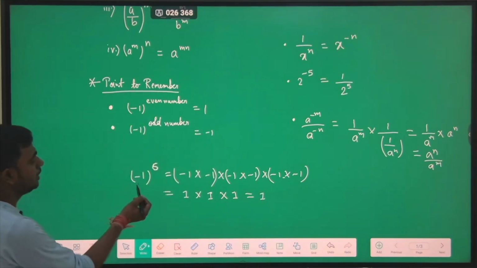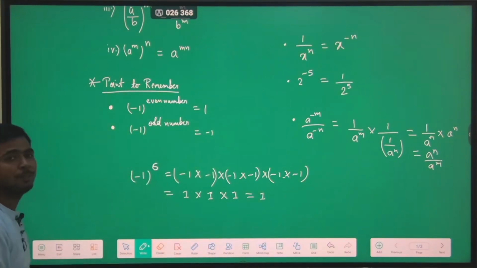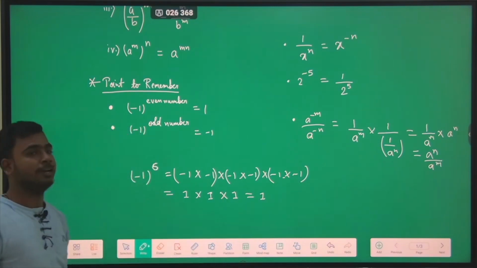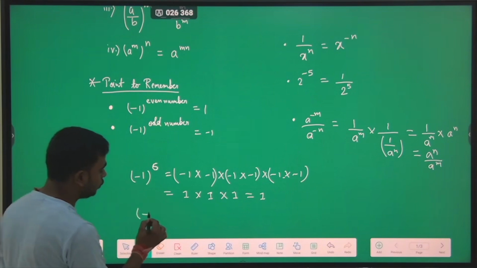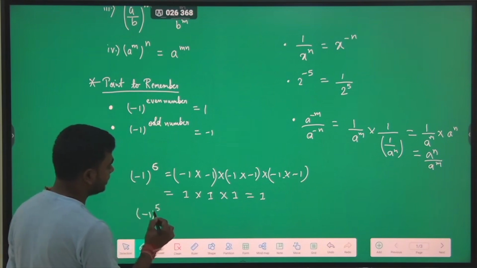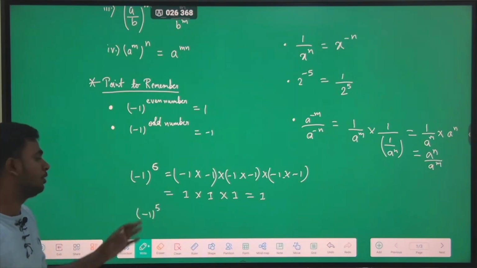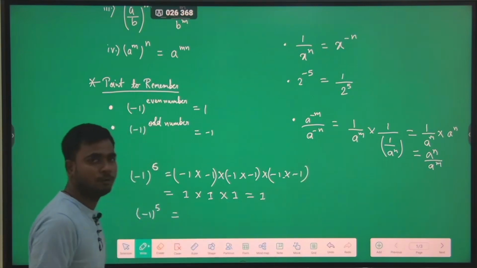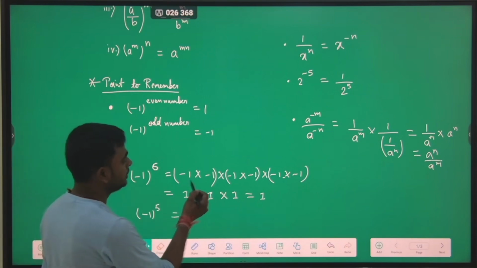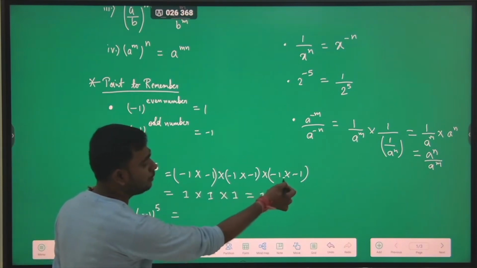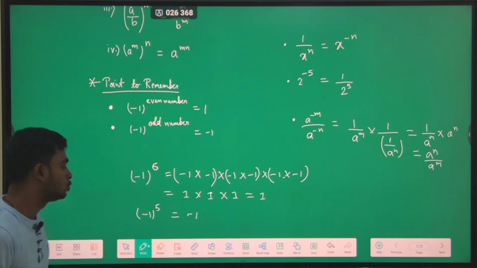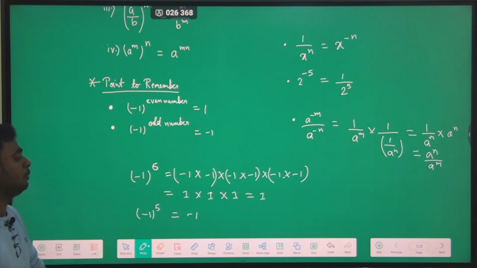So whenever I get minus 1 to the power even number, I will get a value equal to 1. If I get minus 1 to the power odd number, let us suppose minus 1 to the power 5, then what will it be? One minus 1 will be left over, so we will get 1, 1, and minus 1. 1 into 1 into minus 1 will be minus 1. So minus 1 to the power odd number will always be minus 1.